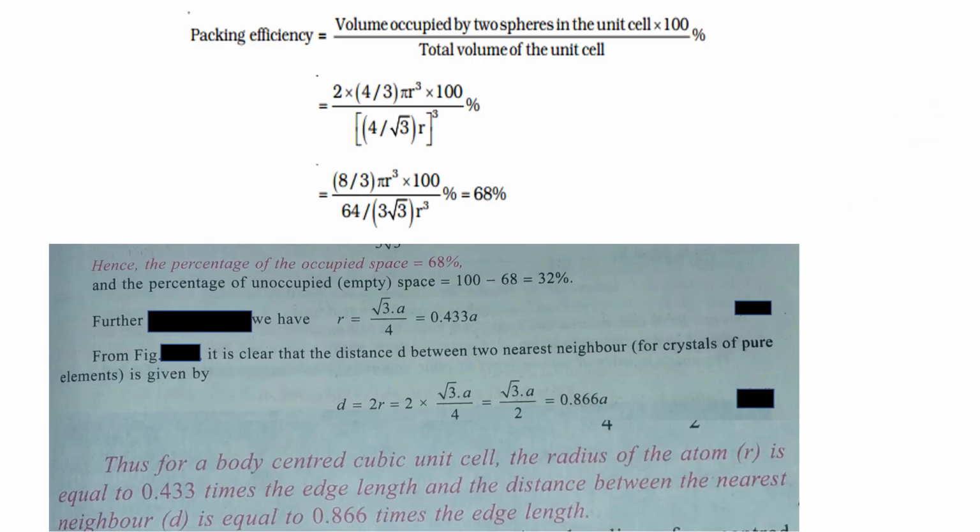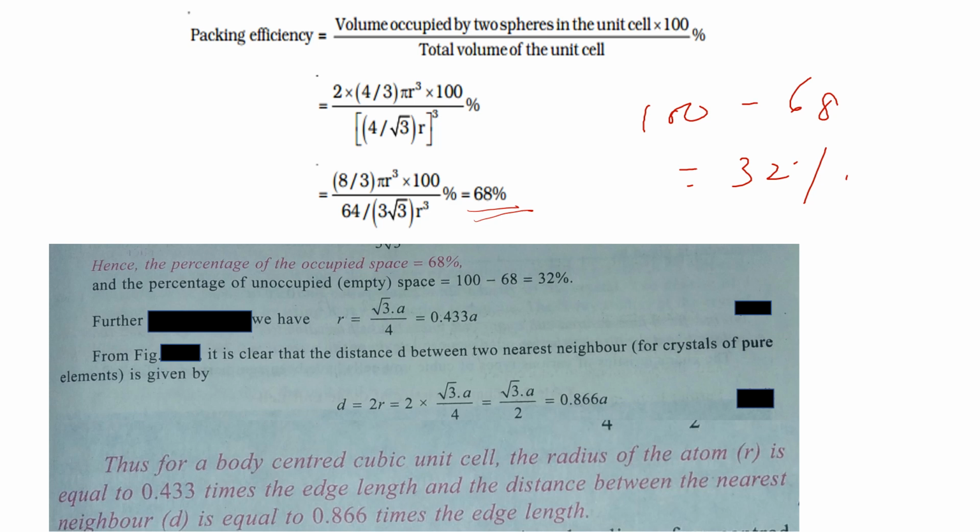Now the packing efficiency is equal to the volume occupied by 2 spheres divided by the total volume of the unit cell, that is 2 into 4 by 3 pi r cube divided by the total volume, which is (4 by root 3 r) whole cube. Now if you calculate it, you will get 68% as the packing efficiency. So what is the void? That means some void is there. Void is equal to 100 minus 68, so it is coming to 32% void.